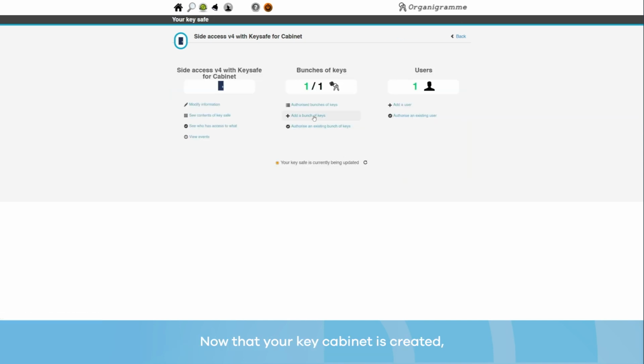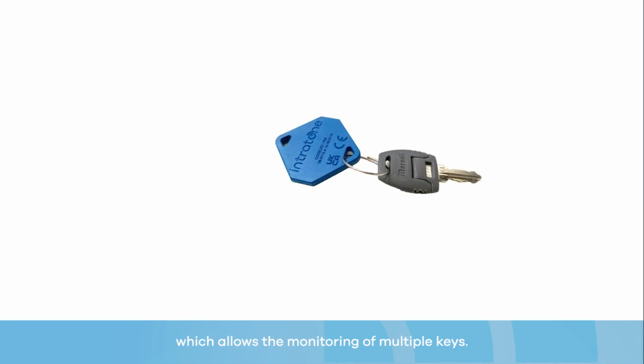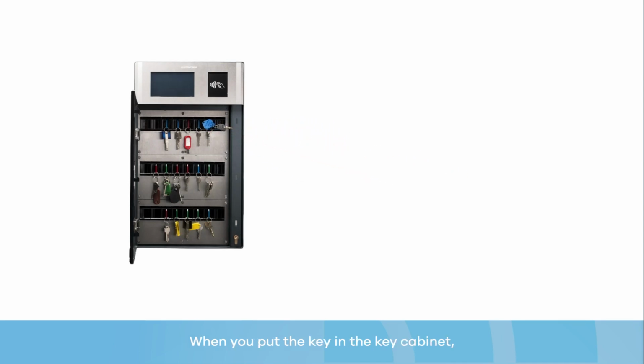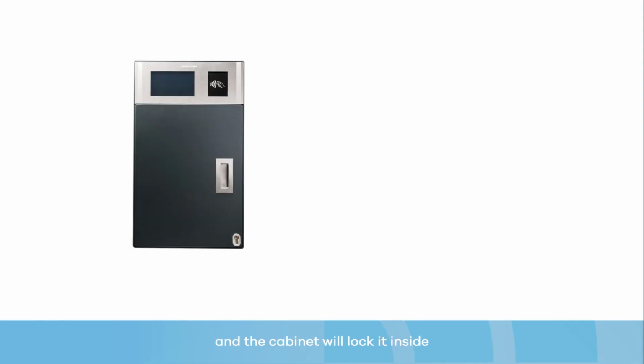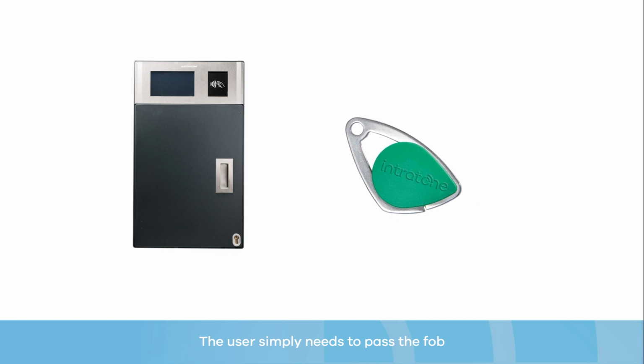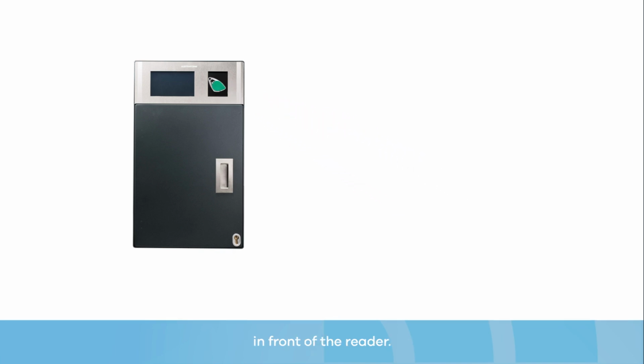Now that your key cabinet is created, you can add bunches of keys. A bunch of keys is identified by its etiquetronic, which allows the monitoring of multiple keys. When you put the key in the key cabinet, the etiquetronic is detected and the cabinet will lock it inside. To open the key cabinet, each user needs to use a unique fob. The user will only be able to access the correct bunch of keys that they have been authorized use of. To unlock the cabinet doors, the user simply needs to pass the fob in front of the reader.